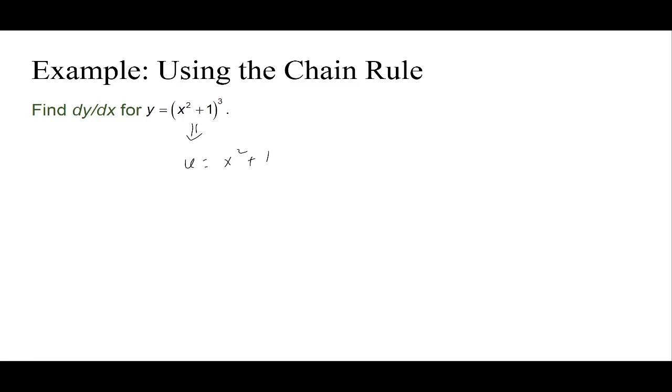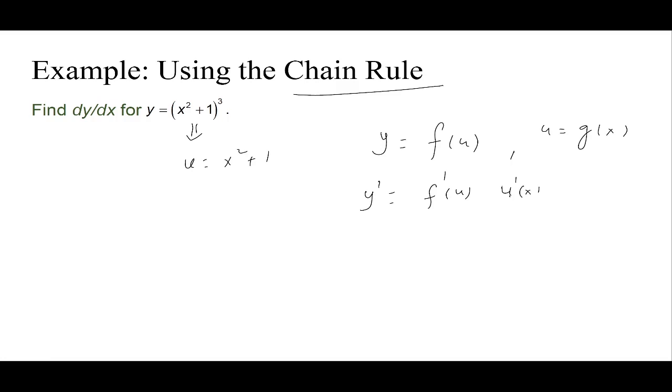So by doing this, we can write y as a function of u. You see, what is u? u is a function of x. So the chain rule says, for finding the derivative of y, find the derivative of f with respect to u. Don't forget that it's not with respect to x, it's with respect to u, and times it by the derivative of u with respect to x. So we need to find these two values.